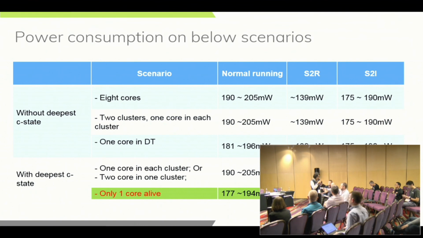Okay, so that's the scenario with only one core alive. How did you have one core alive? Well, either in the DT, or you unplug the other CPUs. Both cases. Yeah, so it's both cases.